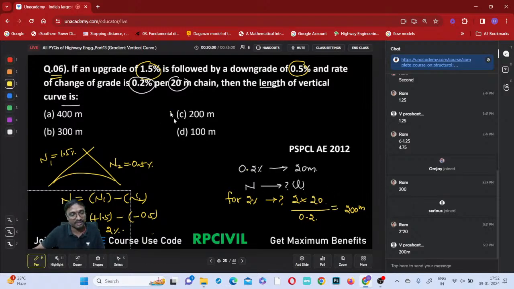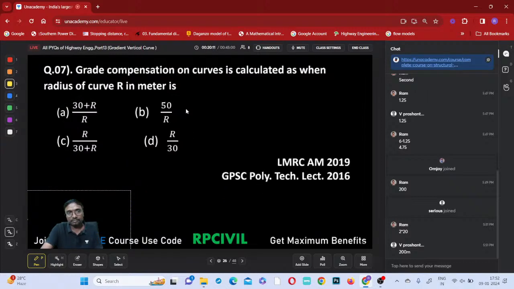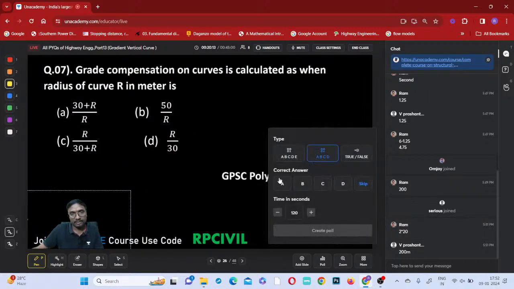Which one is the answer? Option C will be the correct answer now. So A, B, C, D, right? Like that it is given, you can say. Okay. Now, shall I go to the next one? Select the answer of you.